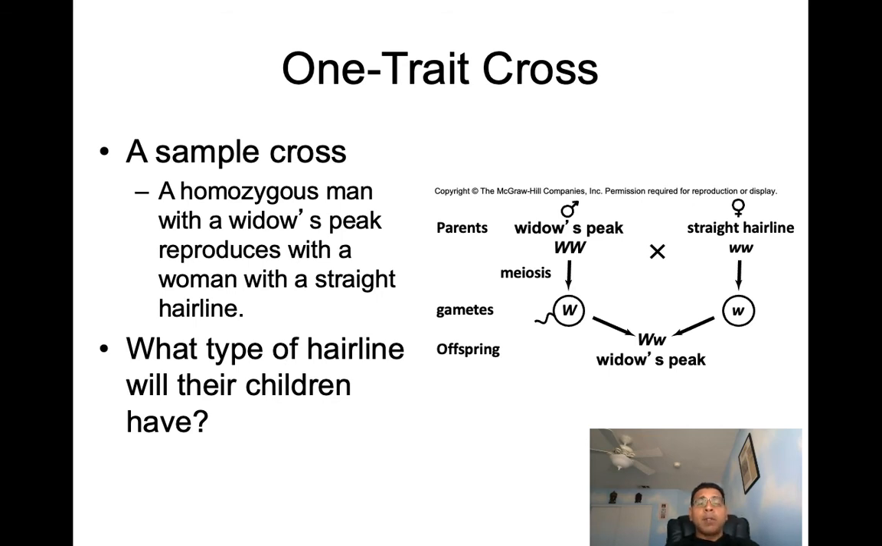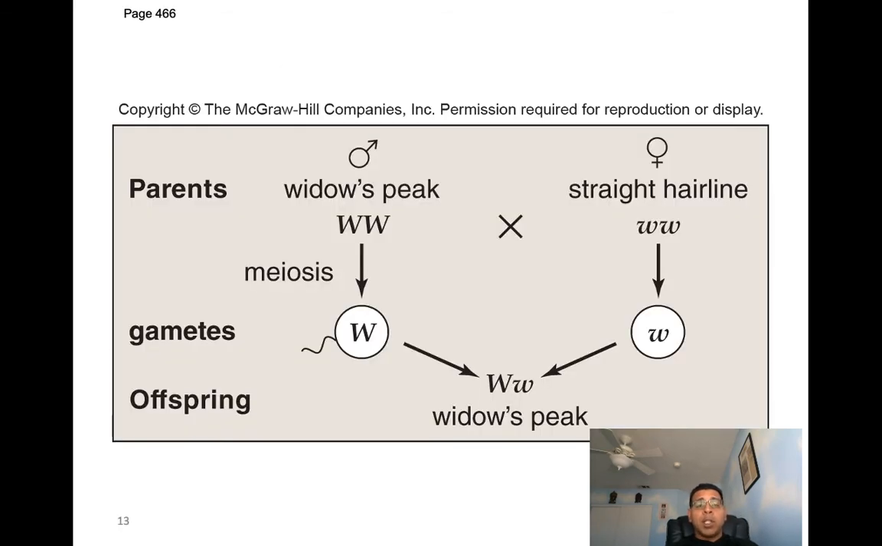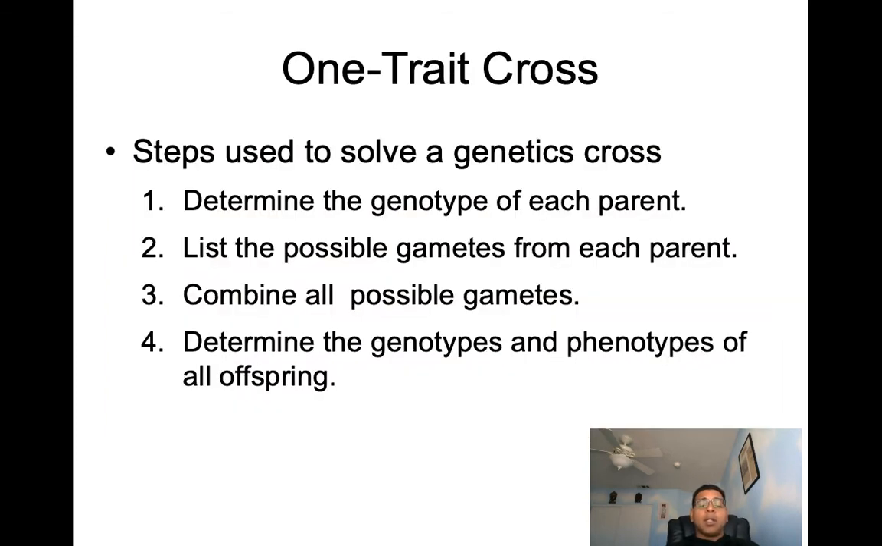In order to solve this, we'll move over to this image here. This image is going to help us determine that. The next slide shows us the different steps that we'll take in an orderly fashion. First, we need to determine the genotype of each parent. Second, we need to list the possible gametes for each parent.